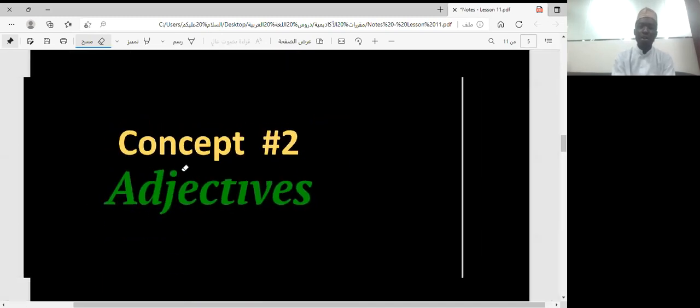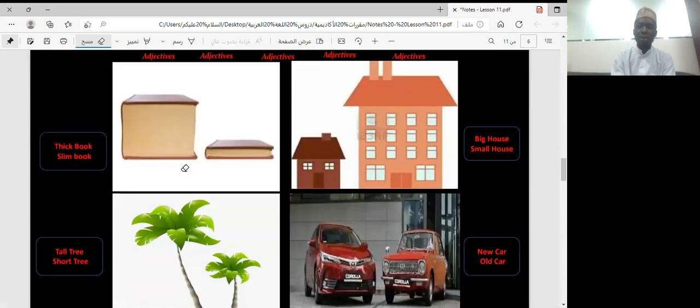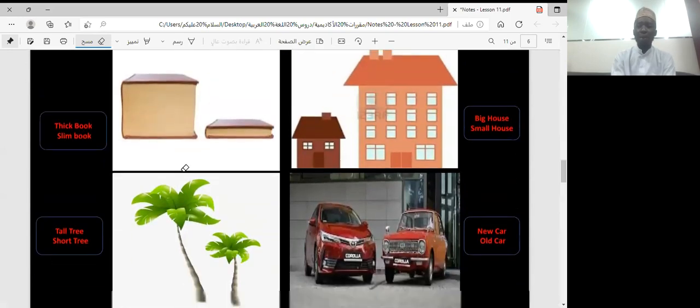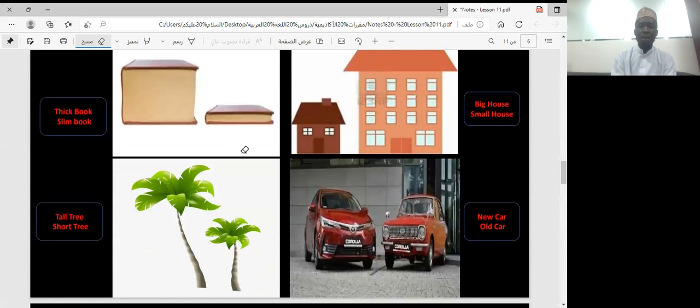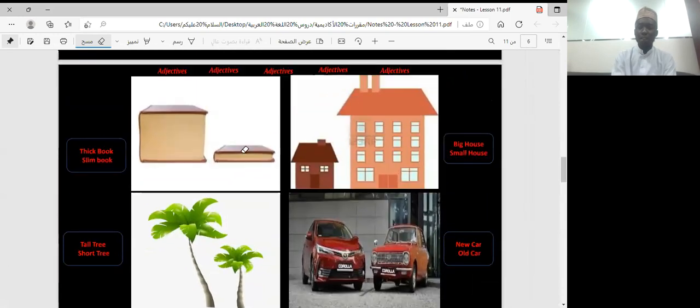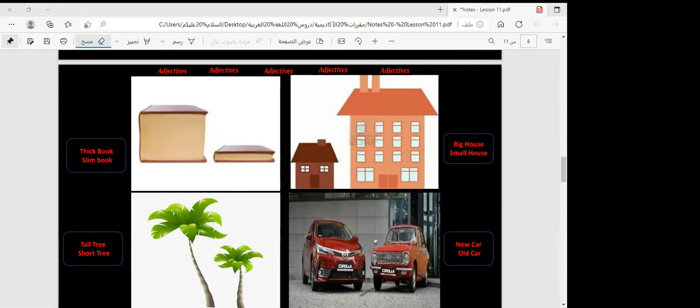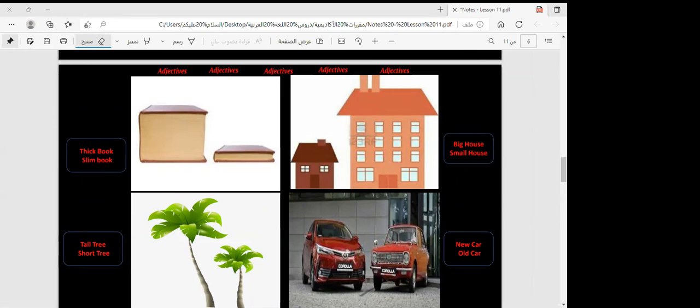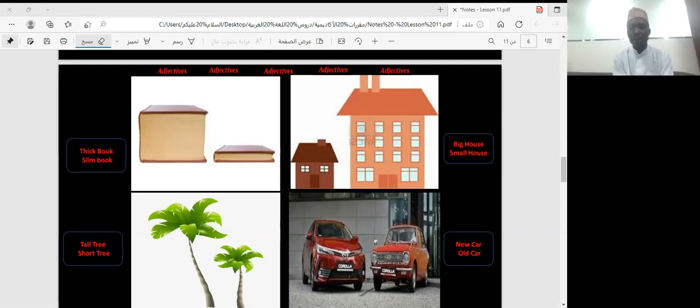The second concept, which is adjective. So here, I want someone to tell me the correct translation for these sentences. Big house, who can tell me that? The correct translation for big house in Arabic. Al-Bayt al-Kabir. Big, I didn't say the big house. Big house, بيت كبير. Okay, so بيت كبير. When I want to say the big house, how do I say it?